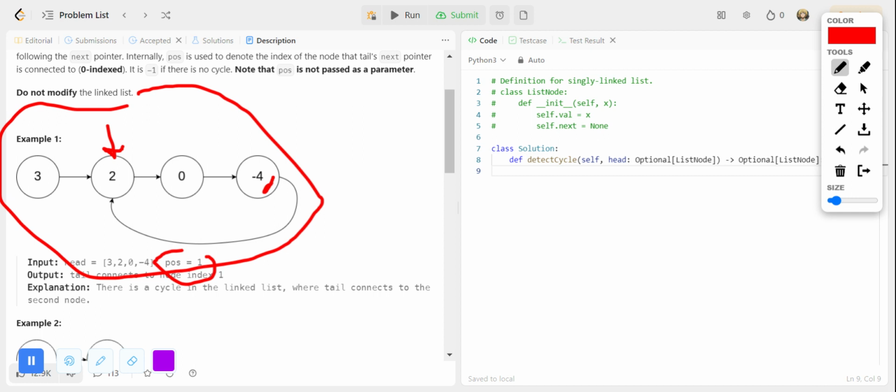So how do we solve this problem? How do we know where the loop starts, the start of the loop? How do we know that? To solve this problem, we are going to use Floyd's cycle finding algorithm.